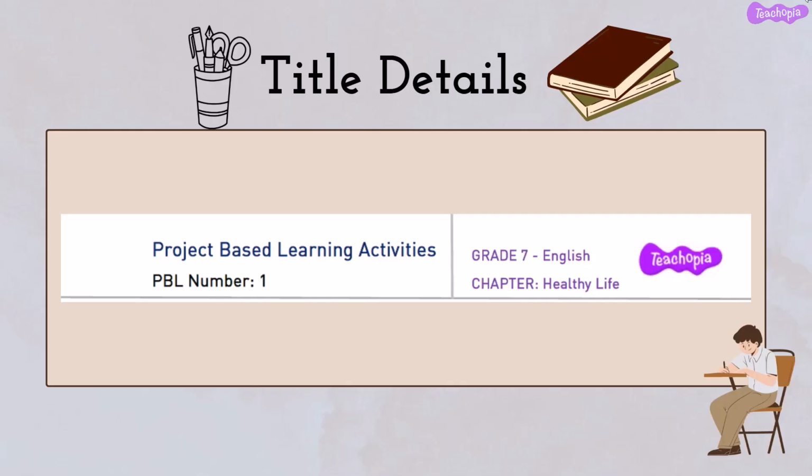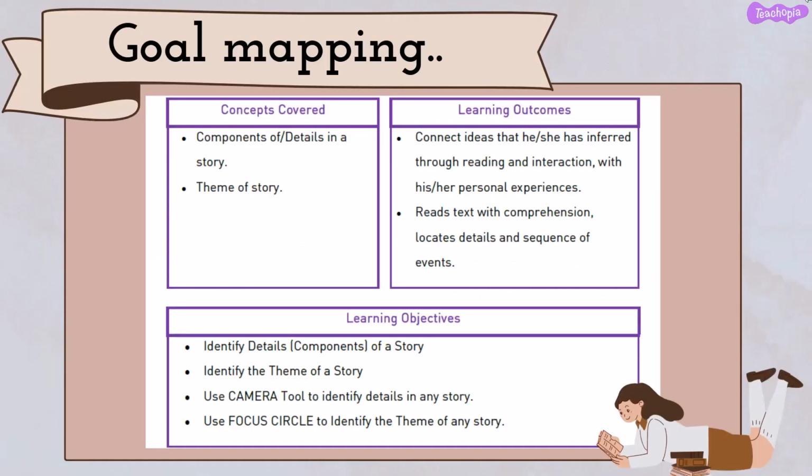Please note that the document will begin with a few title details. It will tell you which grade the particular PBL belongs to and which chapter it has been mapped. Along with chapter mapping, a few goal mapping has also been done, meaning that the concept covered in this particular PBL will be mentioned first. For example, this PBL contains components and details of a story and theme of a story.